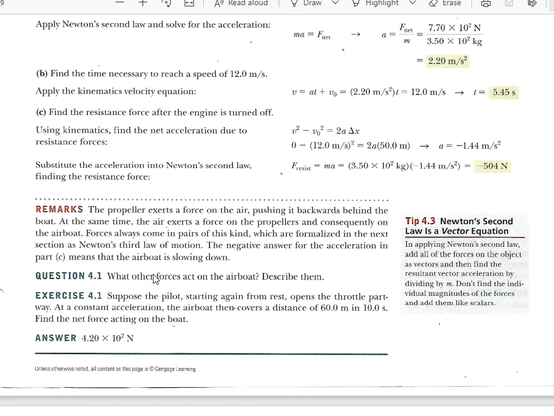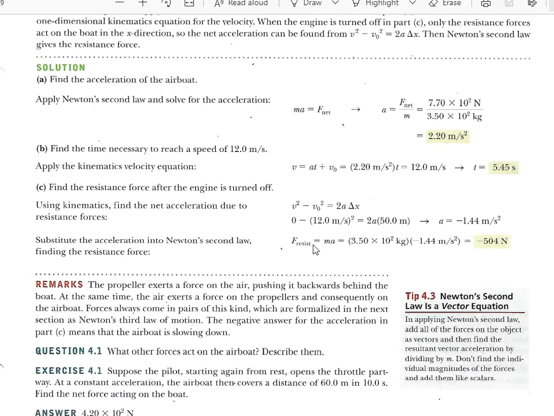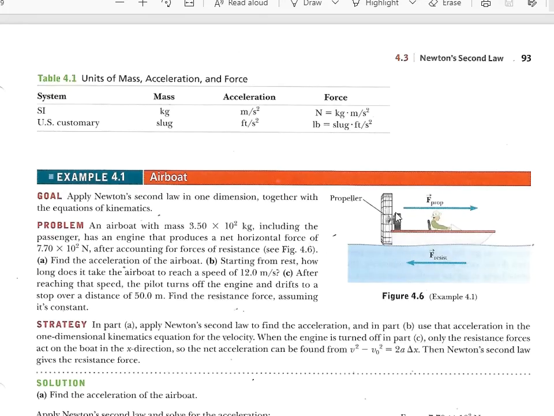Question 4.1. What other forces act on the airboat? Describe them. The other forces, besides the force of the engine pushing it forward and the force of the water resisting its forward motion, are the gravitational force pushing the boat into the water, and I've been calling this the normal force pushing upward, but since we're in water, we're going to call it the buoyant force pushing upward on the boat.